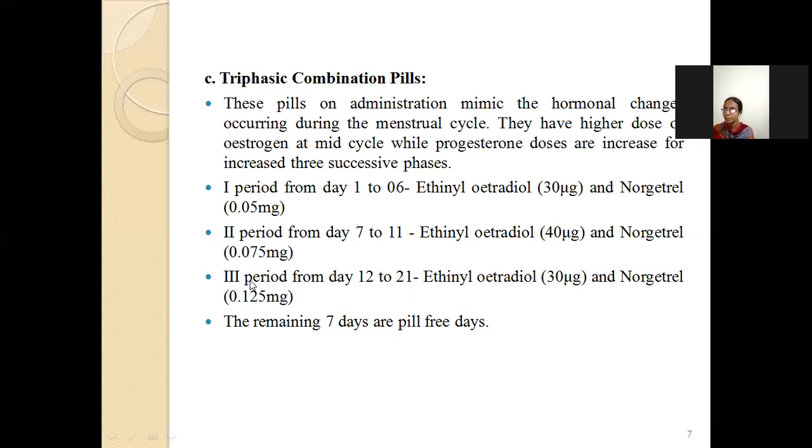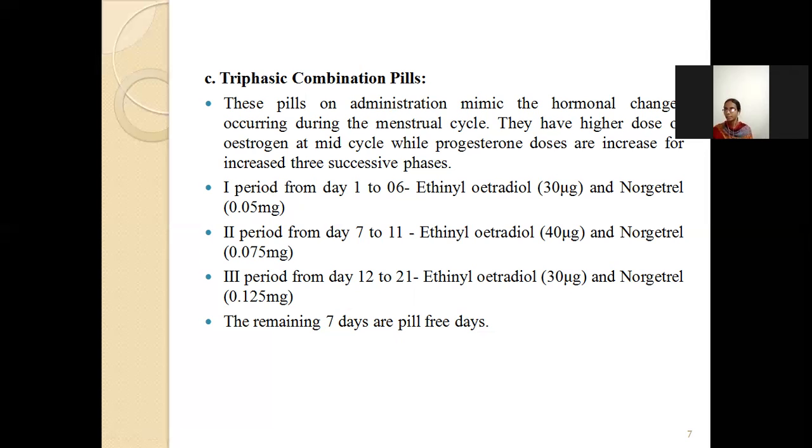And in period 3, again the estrogen level is the same as we saw in the first period, that is 30 micrograms. And here the progesterone level has increased to 0.125 mg. See here, it has become double. From the first, second and third period, the progesterone dosage has become double.